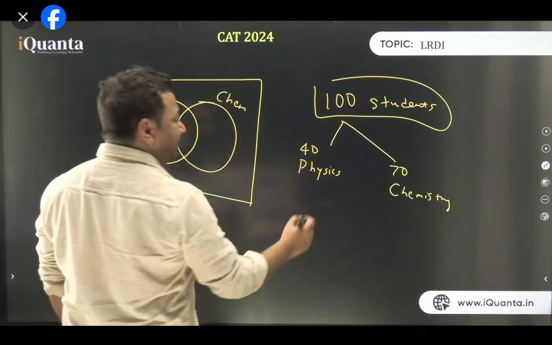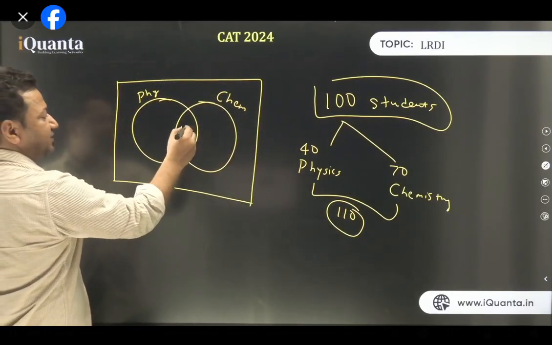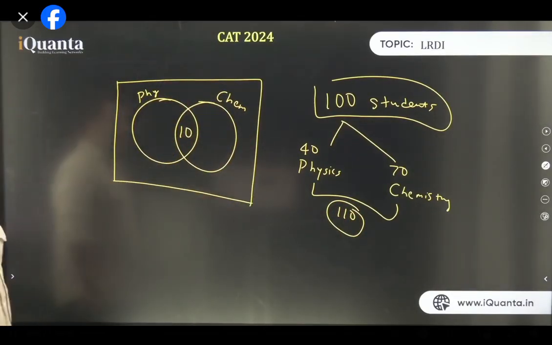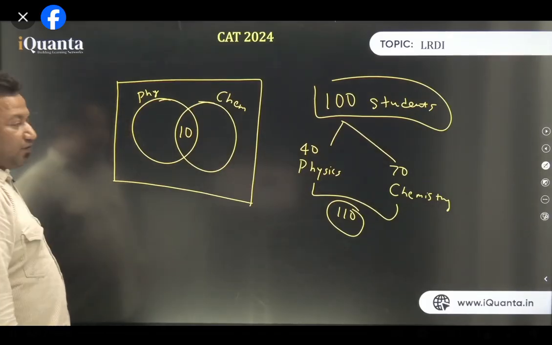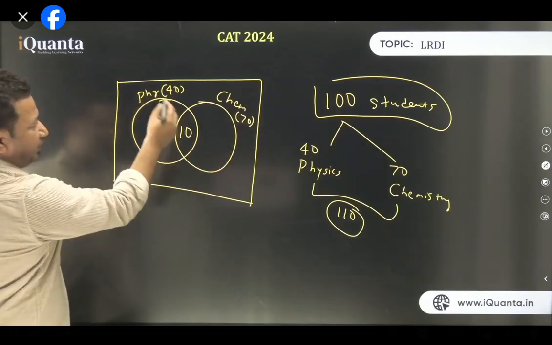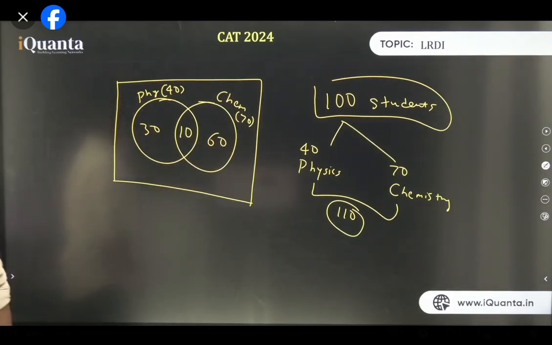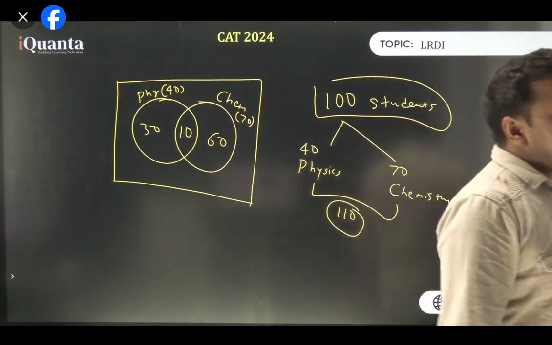As we can see, the sum here is 110. So probably 10 students will be studying both physics and chemistry. Is that clear? Overall, 40 students study physics and 70 students study chemistry. So only physics will be 30 and only chemistry will be 60. All right? Clear? So that is how a Venn diagram is represented.